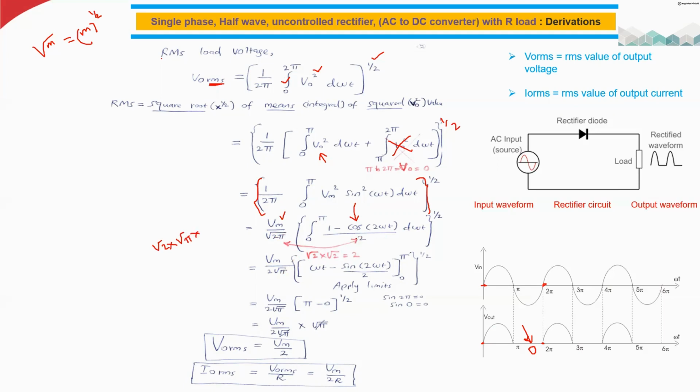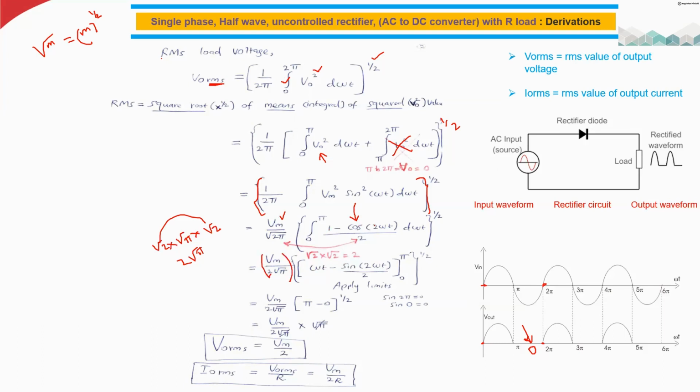And then this one, when it comes outside of the square root, it's going to be another square root. Square root multiplied by square root, it's going to be 2 and then pi. So that is what I wrote here: 2 multiplied by square root of pi. Vm we have already taken out here. So Vm, this is okay. This is a constant here.